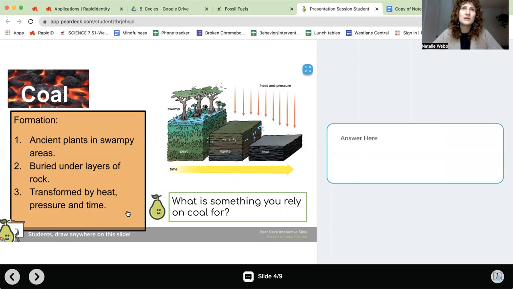So tell me something that you rely on coal for. Why is coal important to your life?